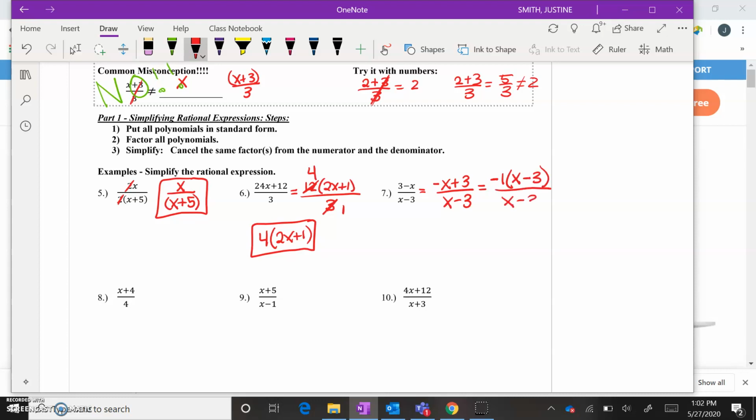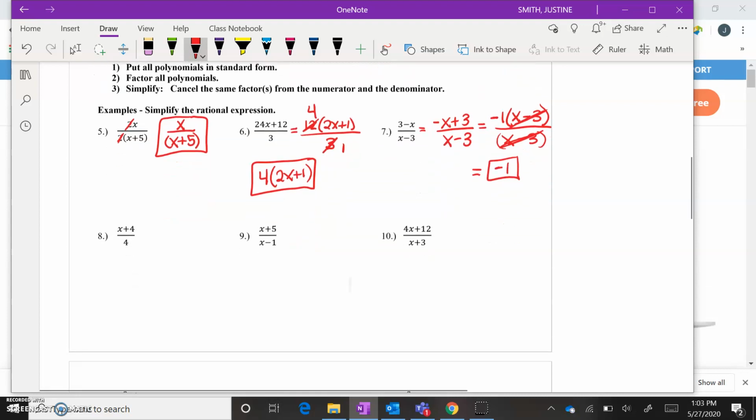Okay, so this now allows us to simplify the x minus 3 over x minus 3, and then we just get an answer here of negative 1. So you always want to look for that to see if you can take out a negative 1 to make them the same thing.